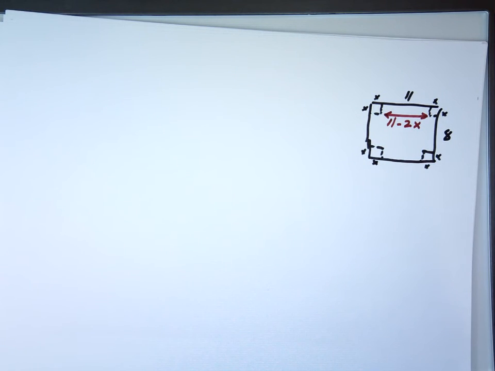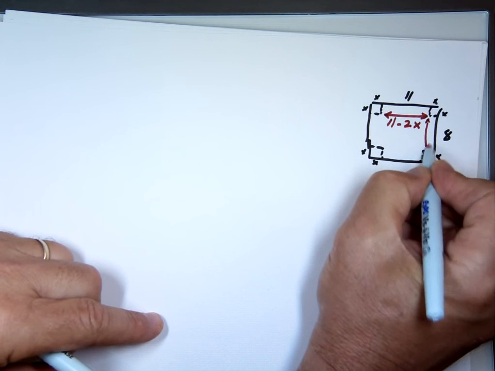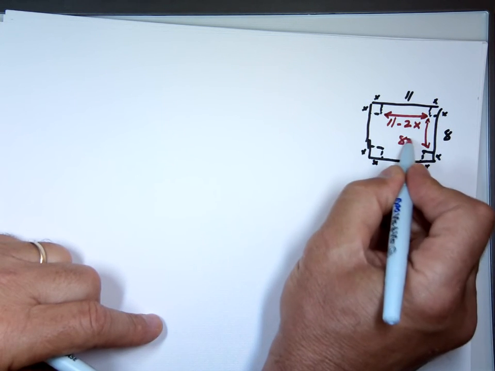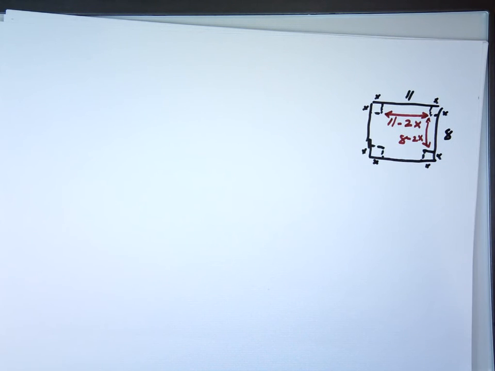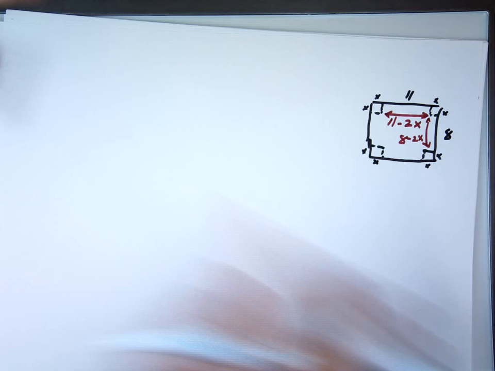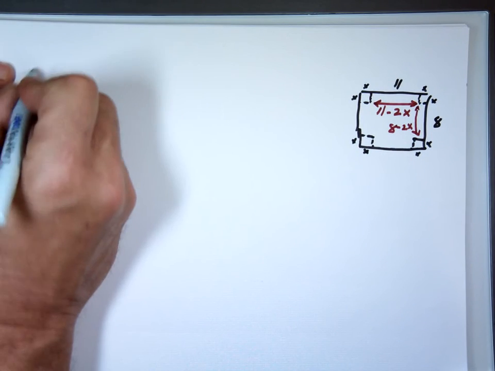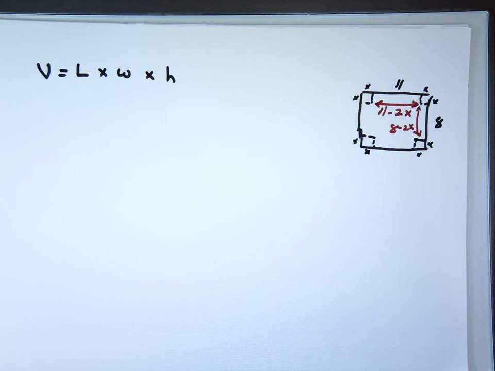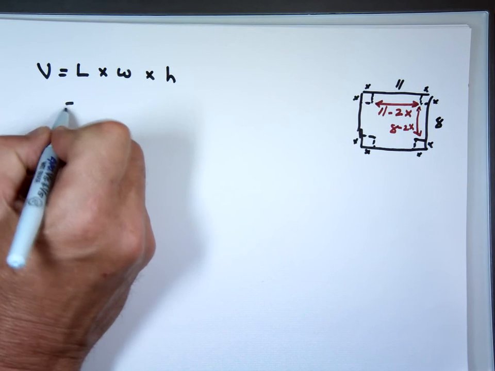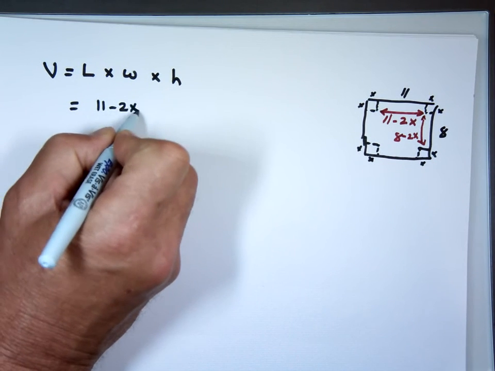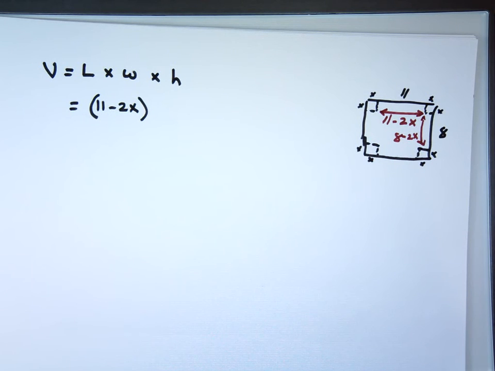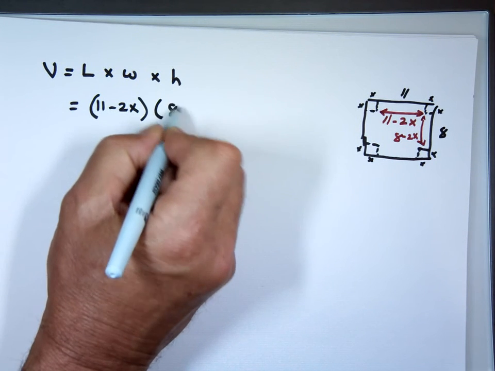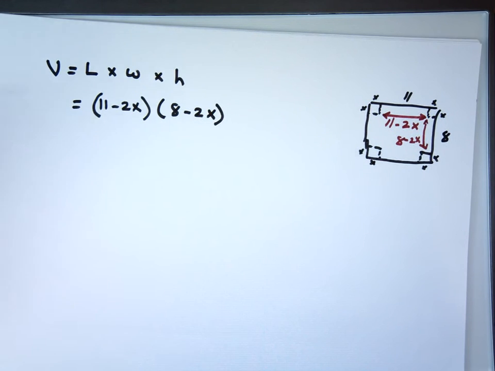Some people might decide to make the box kind of tall. And the width of that will be what? 8 minus 2x. So the volume of the box, volume of a rectangular box, is length times width times height. What is my length? 11 minus 2x. What's my width? 8 minus 2x. And what is my height?